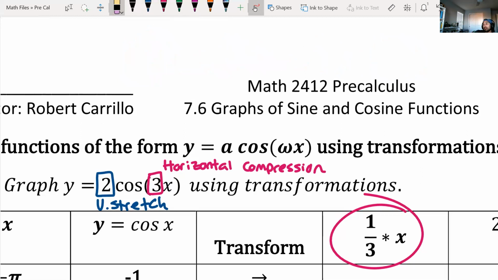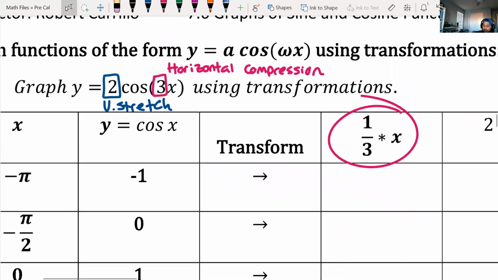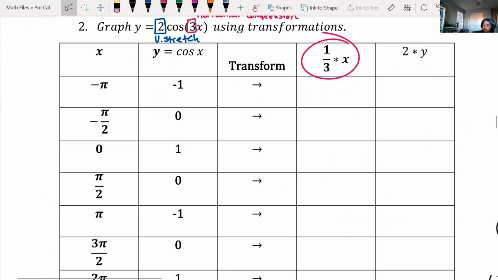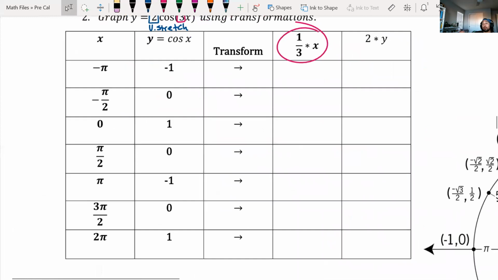So now, since we're using transformations, I have the parent function's coordinates, which means we can now transform them. So here are the parent function coordinates, some of the parent function coordinates for cosine. We don't need all of them. And now we're going to do the horizontal compression by multiplying all the x values here by 1/3.